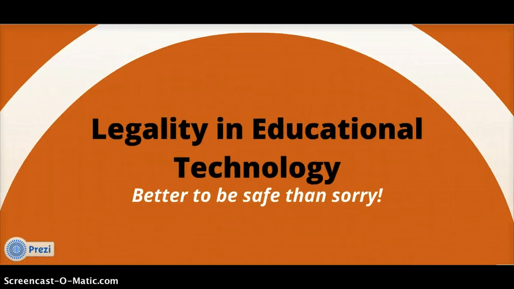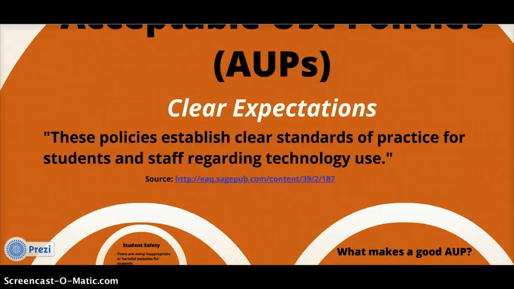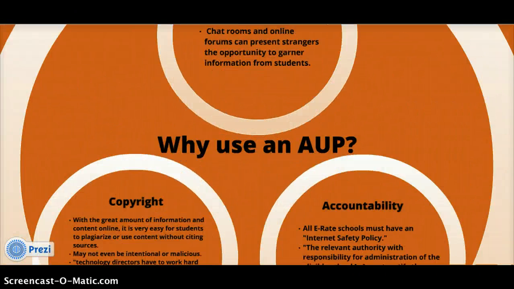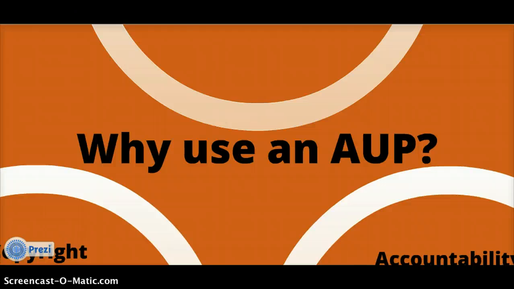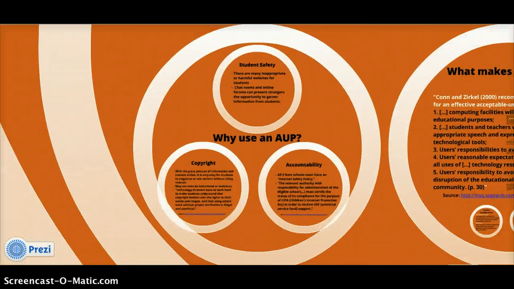So we have better safe than sorry. And I wanted to define AUPs. It's setting up clear expectations and standards of practice for both students and staff to use. But why use acceptable use policies? Well, there are 3 things that I accounted for. Student safety being one, that there are many harmful websites and that these chat rooms and online forums can present strangers the opportunities to garner information from students. So student safety is one.